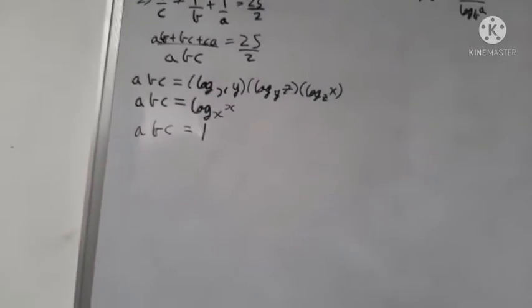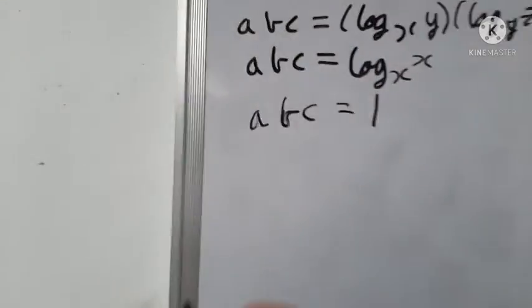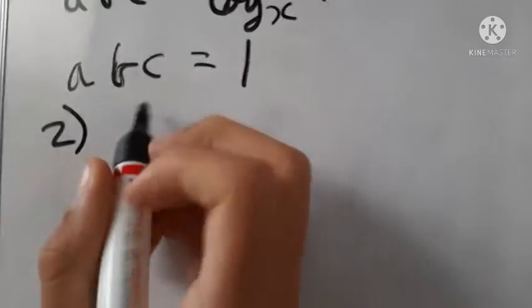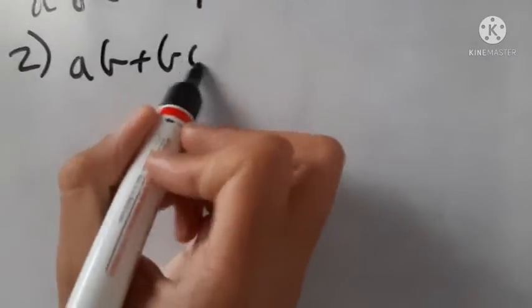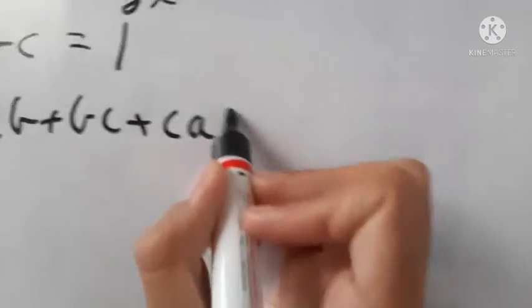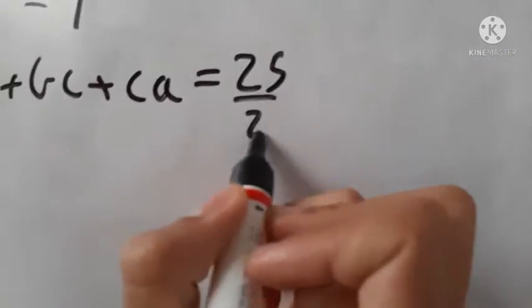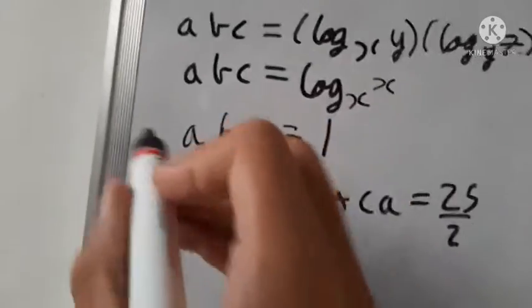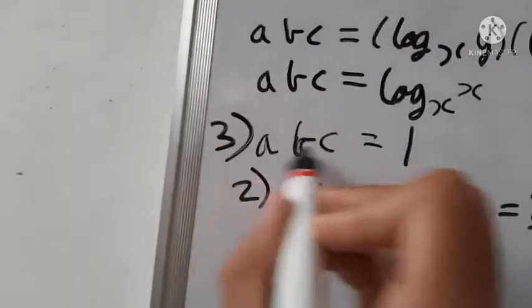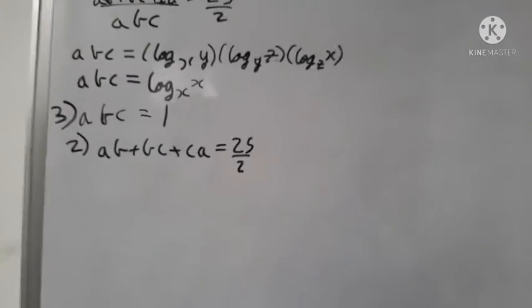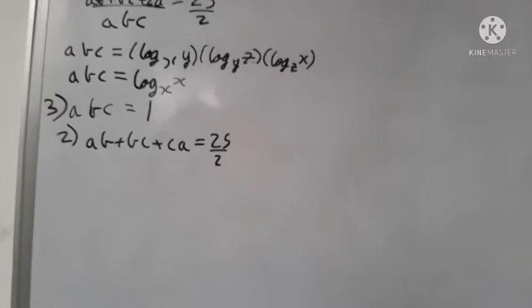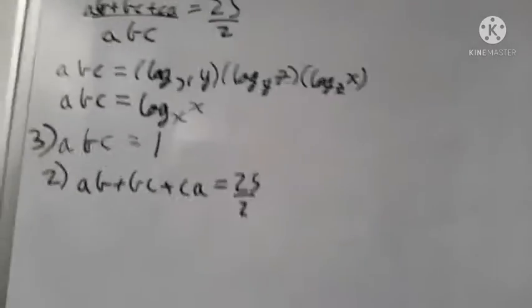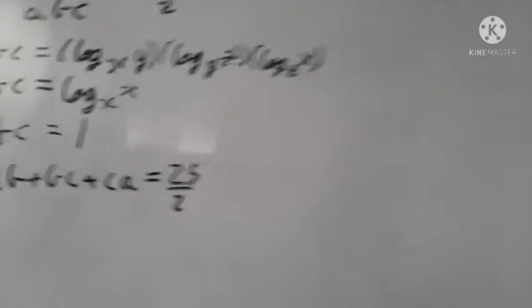So therefore our second part, 2, is AB plus BC plus CA, which is 25/2. And whilst doing this, we've created a third part: ABC is equal to 1. And this is really good, right? We have 3 equations for 3 variables. So that's quite cool. So I'm just going to rewrite all of them again.